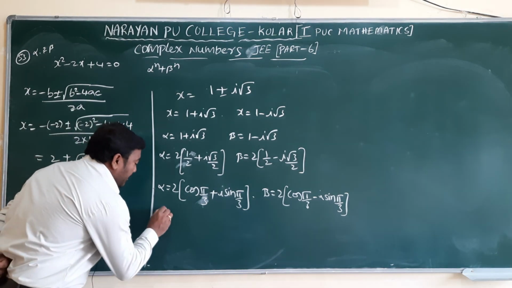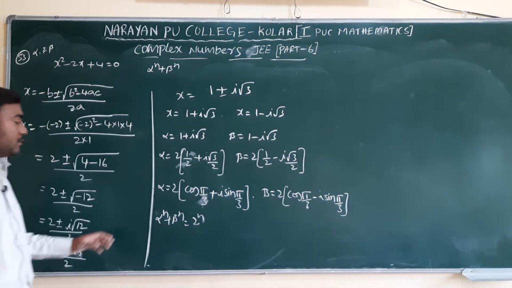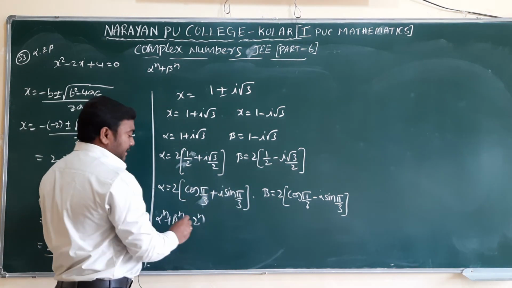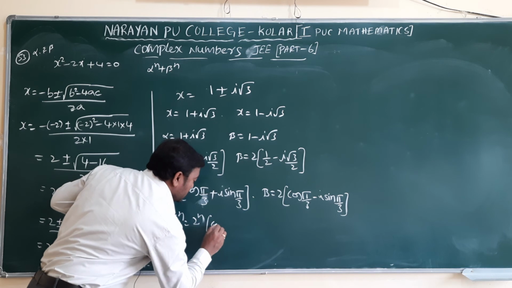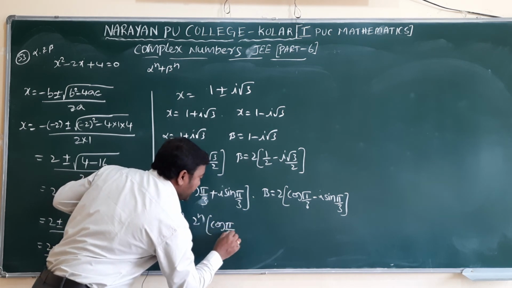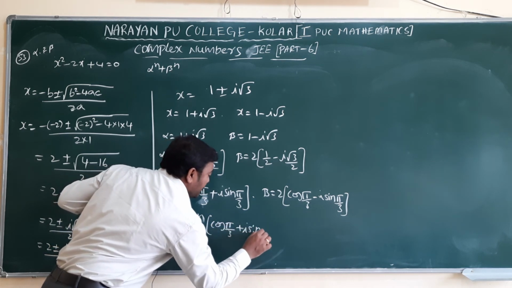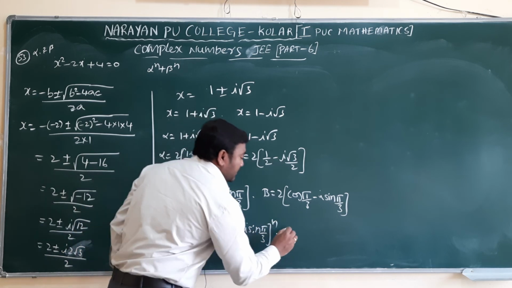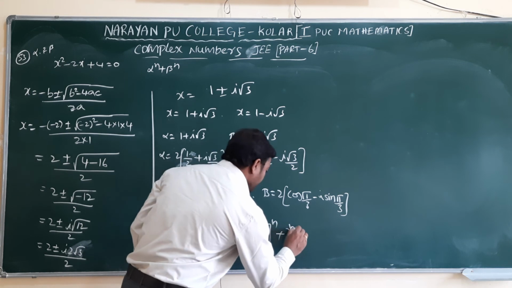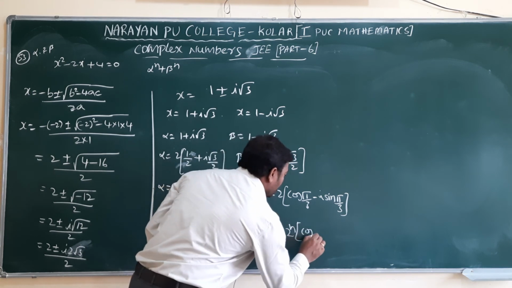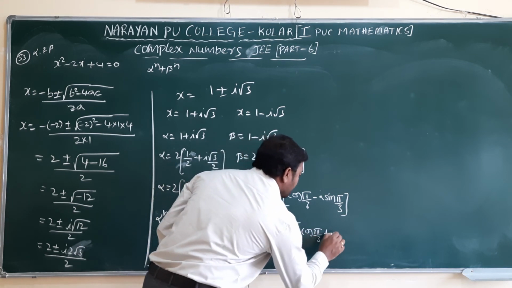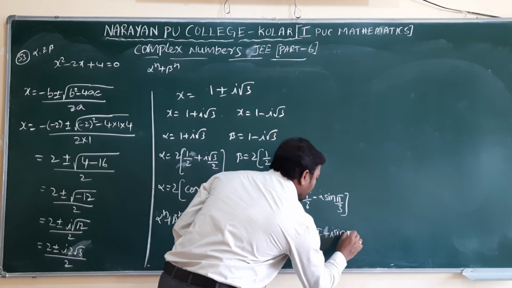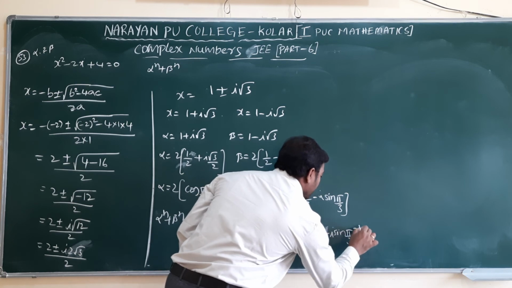So we have to find alpha power n plus beta power n, with the alpha value here and the beta value here. We can write it directly as 2 power n into (cos of pi by 3 plus i sine of pi by 3) whole power n, plus 2 power n into (cos of pi by 3 minus i sine of pi by 3) whole power n.